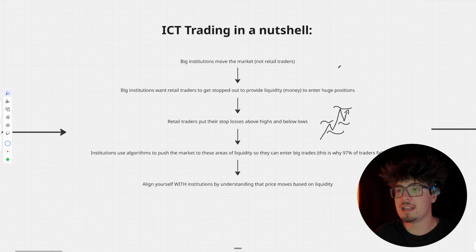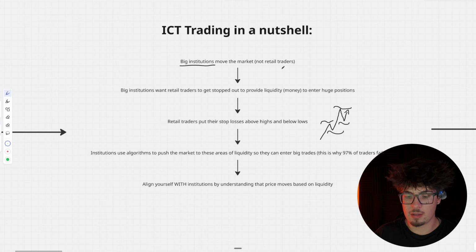The point of ICT is it's built on a few concepts. So what you need to understand is that the people that move the market are the big Wall Street institutions that are playing with billions of dollars, right? When they put in orders, the market actually moves, and most traders think that they're competing with other retail traders, and they try and align themselves with other retail traders to think like other retail traders, just like you and me, but you shouldn't do that.